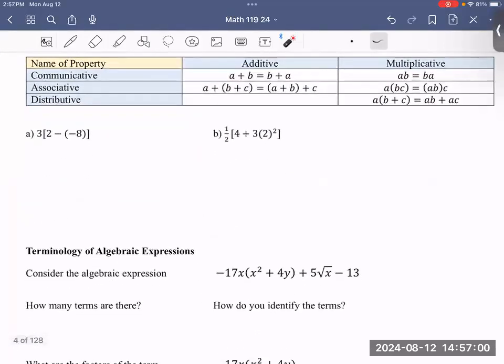Now, a little bit more with your, what are these called? Order of operations. See what you can come up with for A and B. Pause the video as you need.